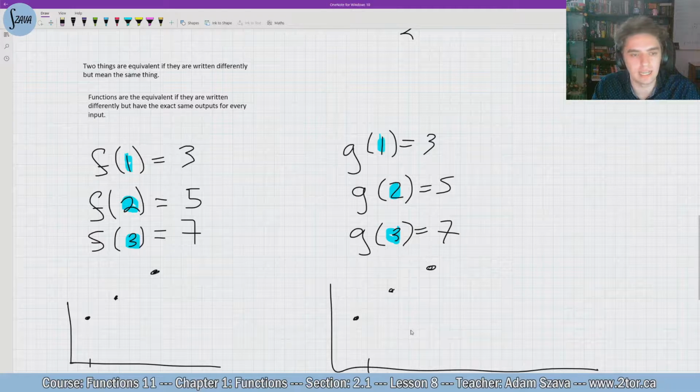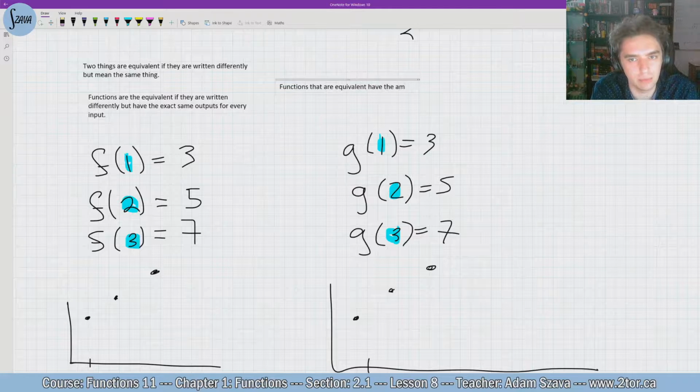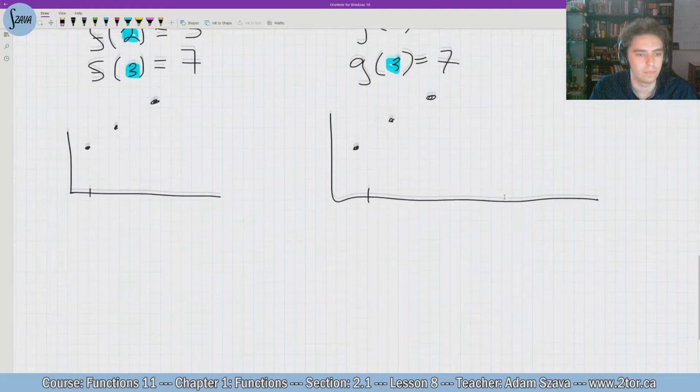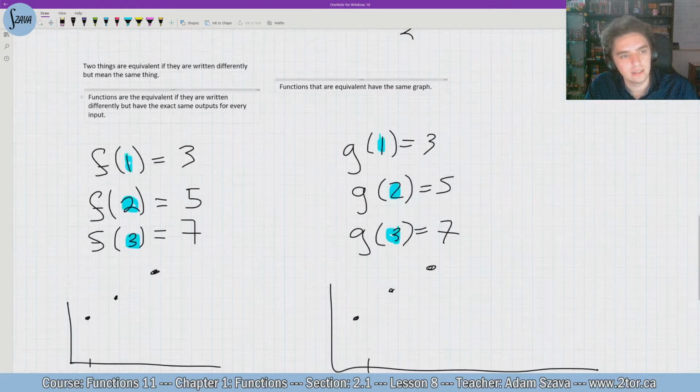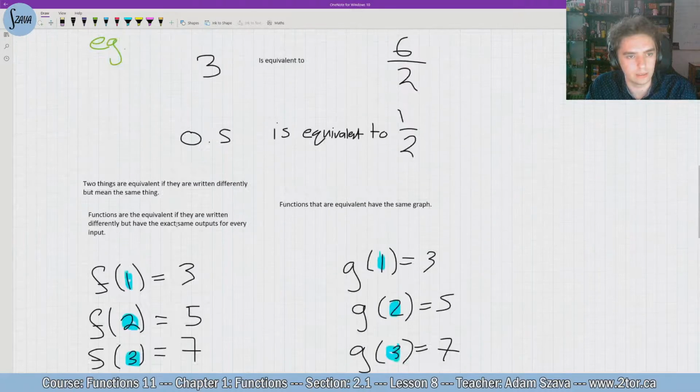So a notable thing is that functions that are equivalent have the same graph, okay? They have the same graph. And finally, let me combine all the things here. So this was an important note. Let me have it here.